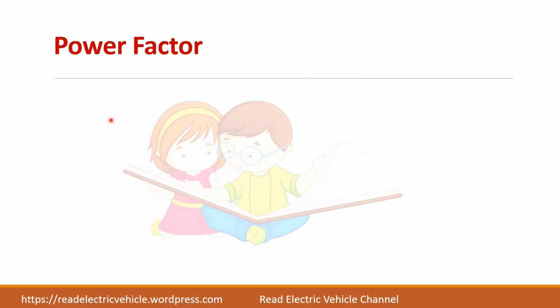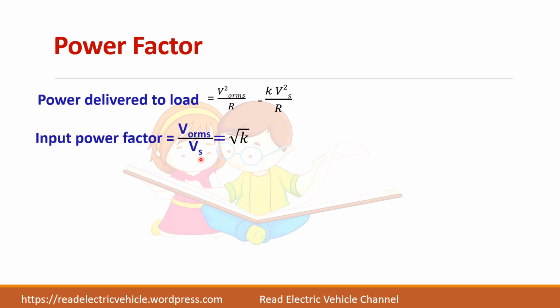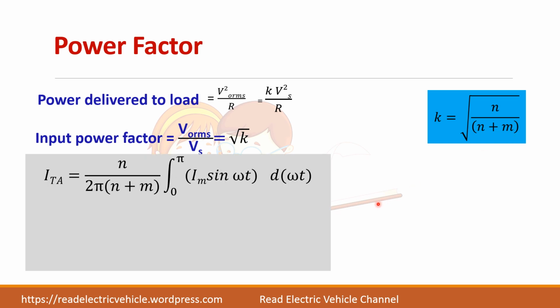Now we will calculate the power factor. So the power delivered to the load is V square by R. So V square, we have already calculated the RMS value, substitute it, you will get it. So input power factor is real power by apparent power. This we have already derived in the phase control AC voltage controller. So using that, use the same formula and simplify it, you will get root k, where k is n divided by n plus m.